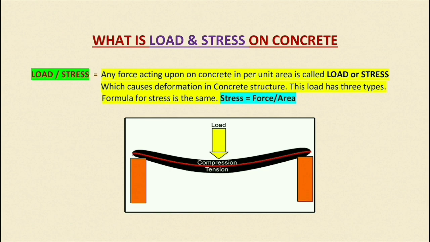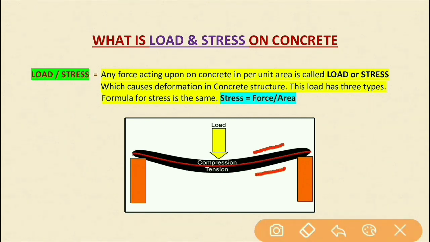So first let's define what is load or stress. Any force acting on concrete per unit area is called load or stress. Suppose this is a beam and a load is acting upon the middle portion of the beam. This is creating tension inside the beam. This is known as load and stress, and this is per unit area, which causes deformation in the concrete structure. As you can see, the beam is bent down, so this is deformation in the beam.